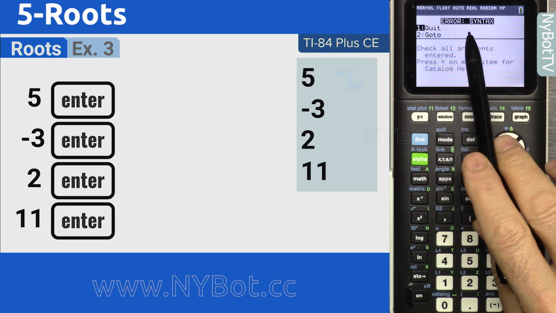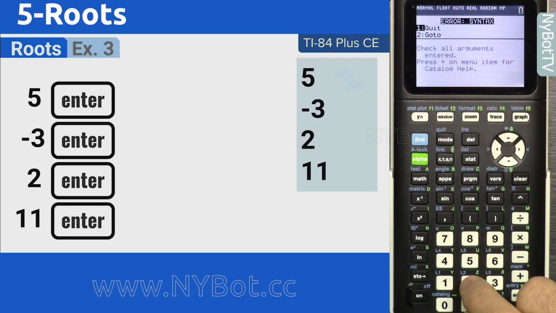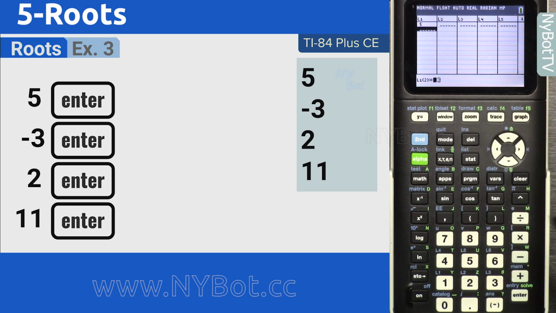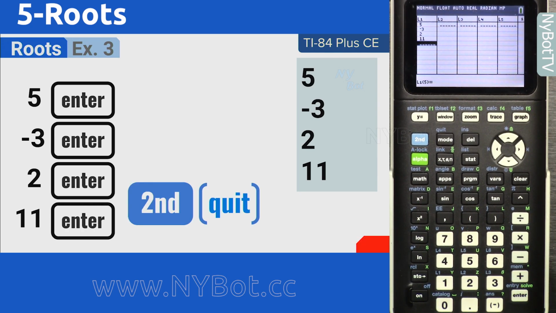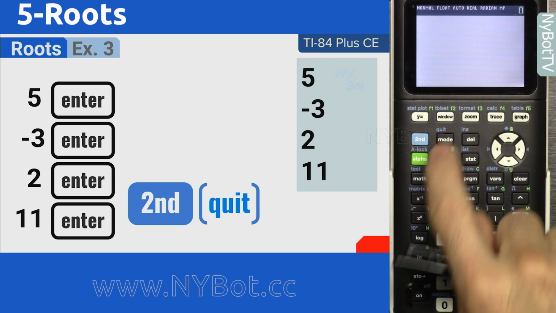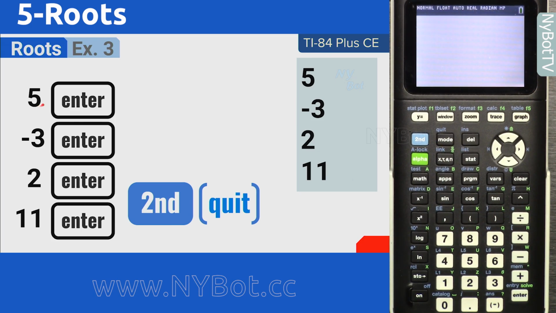As you can see, we got error. So press 2 to return, because we have to enter this minus 3 and enter. It worked. 2, enter, and then 11, enter. Now press second function and quit. We have the values in the list.